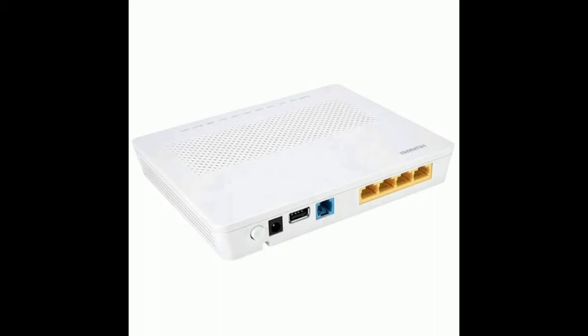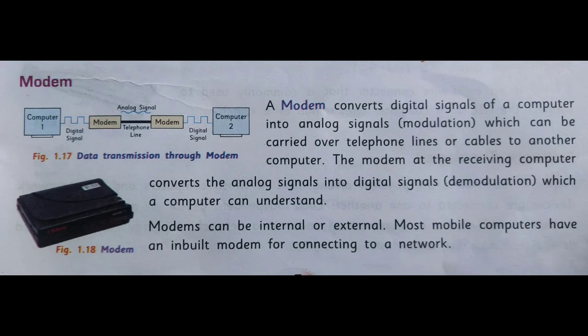So the next type of network device is a modem. A modem converts digital signals of a computer into analog signals, modulations, which can be carried over telephone lines or cables to another computer. The modem at the receiving computer converts the analog signals into digital signals, which a computer can understand. Modems can be internal or external. Most mobile computers have an inbuilt modem for connecting to a network. So you can see how the data transmission through a modem is done in the image.